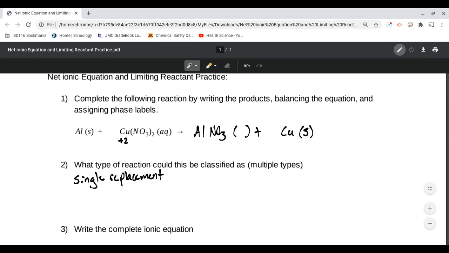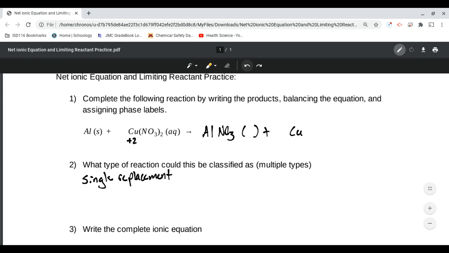Now to figure out what the number of aluminums going with each nitrate, or nitrates with each aluminum, is going to be, we need to go to our periodic table. Aluminum is a main group element in group 3A, which means that it has 3 valence electrons, and when it loses those 3 valence electrons, it's going to get a +3 charge.